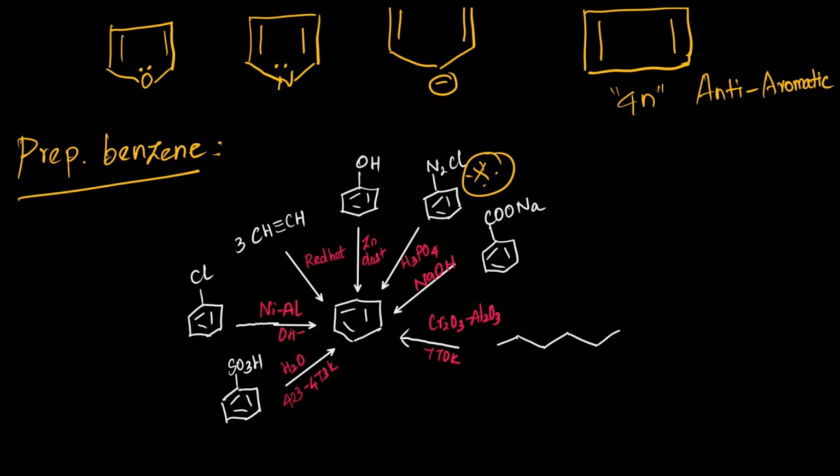Okay, so the next one: the sodium salt of benzoic acid, C6H5COONa, treated with NaOH gives benzene. Then n-hexane with chromic oxide and alumina at higher temperatures will lead to the formation of benzene. Sulfonated benzene, upon hydrolysis, gives us benzene. And chlorobenzene, with nickel-aluminium reduction in the presence of base, will also lead to the formation of benzene.